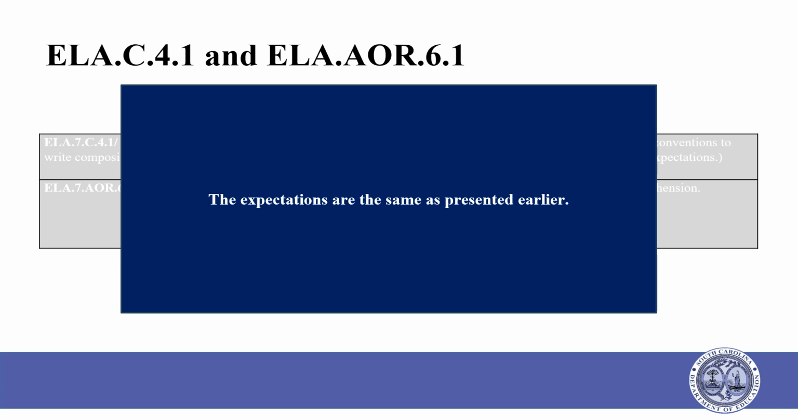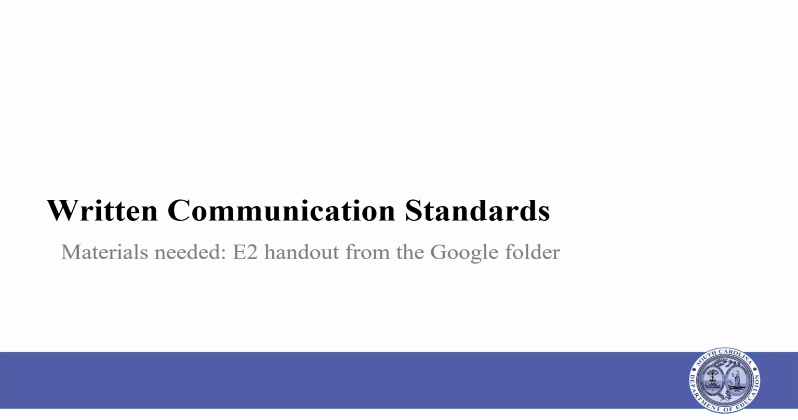The expectations for C.4.1 and AOR.6.1 are the same for both rubrics in grades 7 and 8. The indicator handout for English 2 is 2 pages, one for argumentative writing and one for informative writing. This handout and the corresponding rubrics are color-coded light orange.